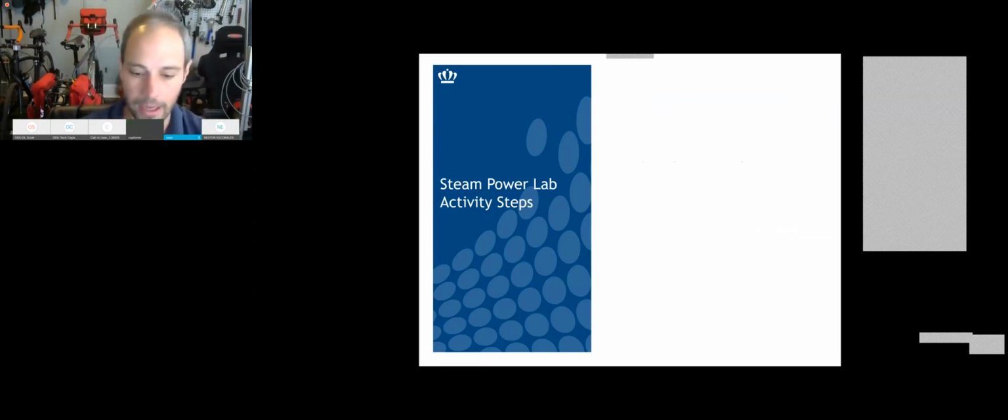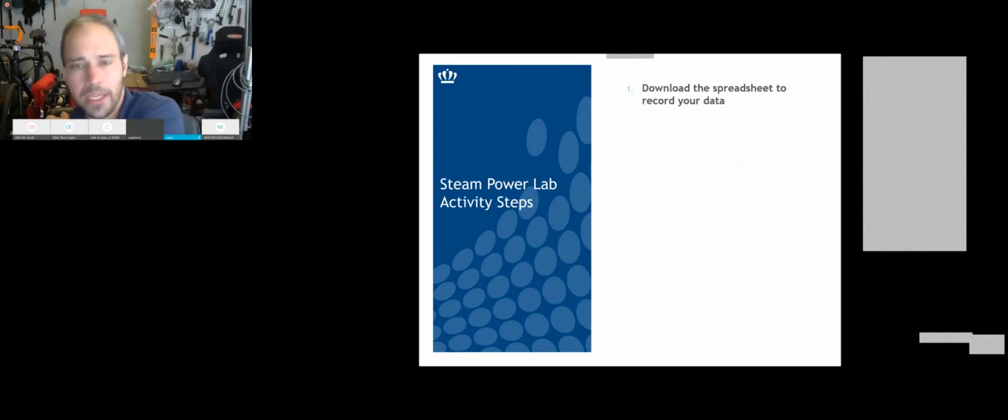This is a lot simpler. You're not going to get to the startup and shutdown. You're going to watch a video of me talking about that stuff. Then you're going to record some basic calibration information. So I'm going to go to the spreadsheet in a minute. You're going to download the spreadsheet to record your data.